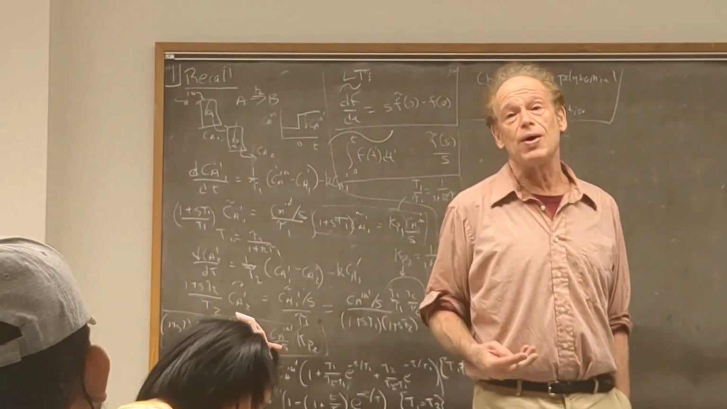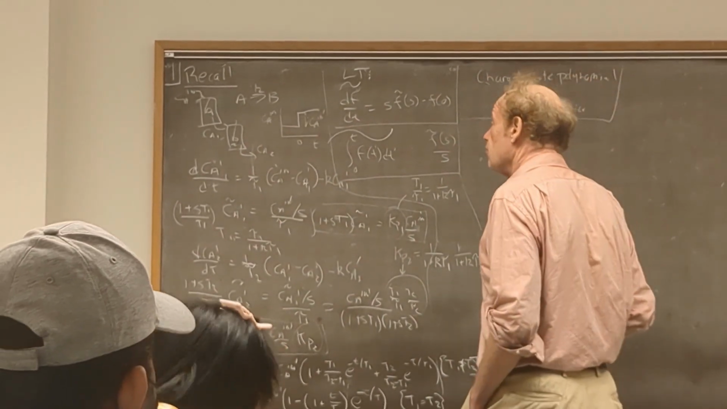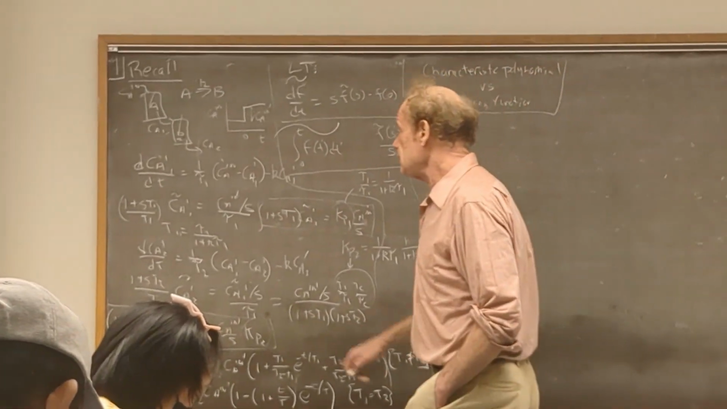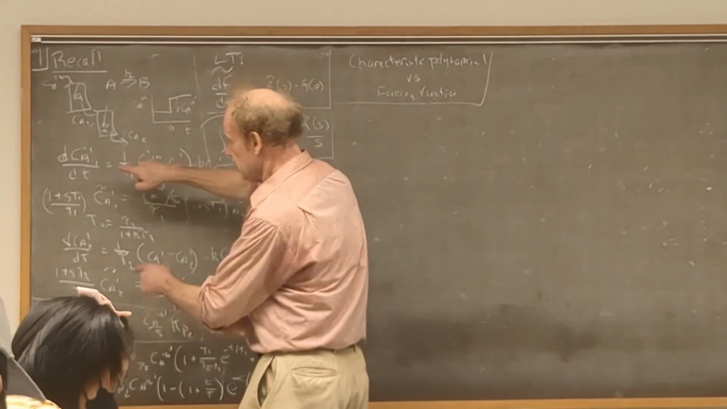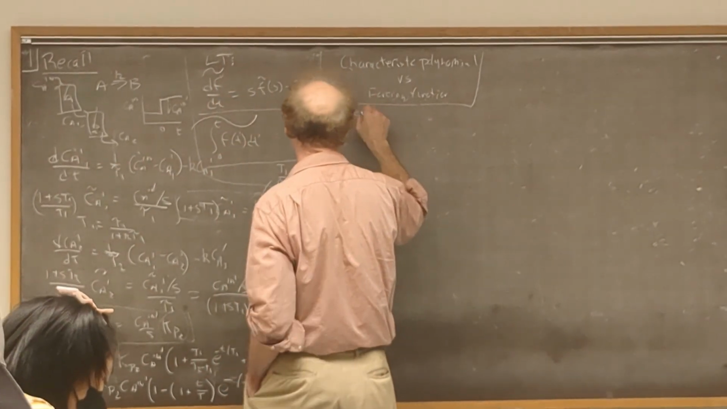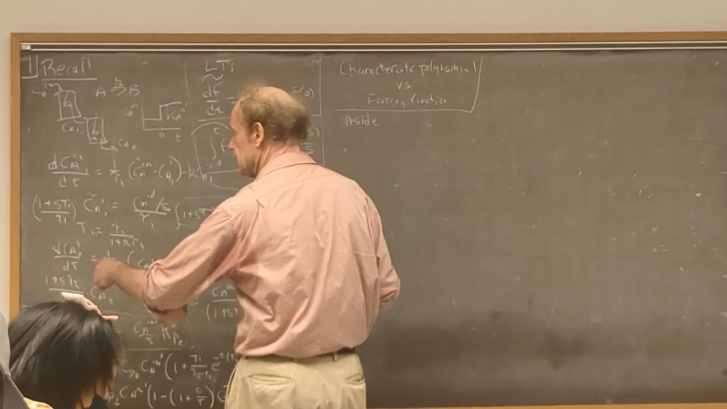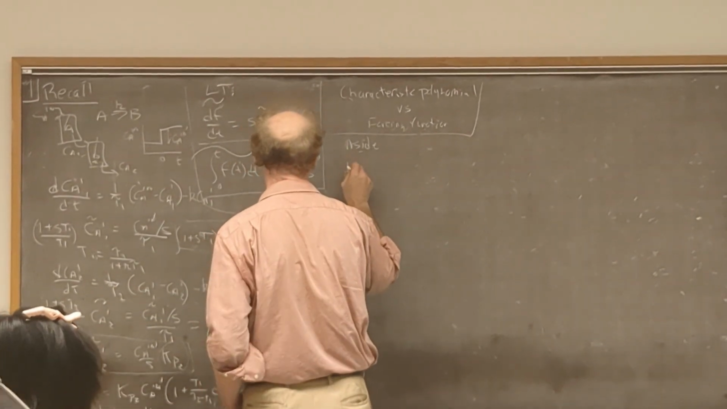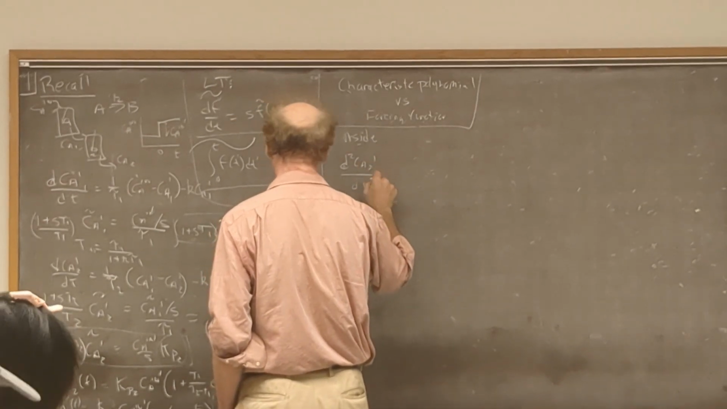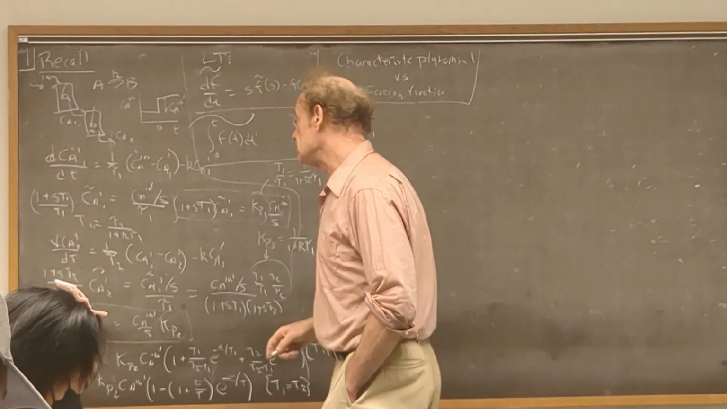Now, they're in separate equations. I could put them in the same equation. For example, I could take this equation, I could combine these two equations, then you'll see it's a second-order equation. So this is really an aside. But if I take this equation and I take the derivative of it, d squared CA2 prime dt squared, if I take the second derivative of this, then what do I get?